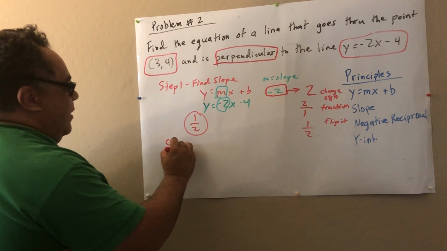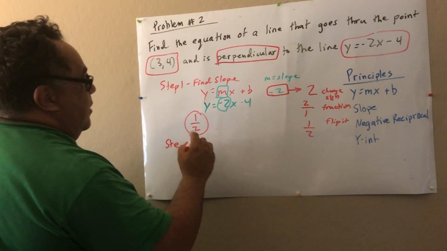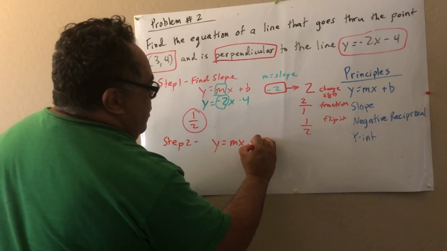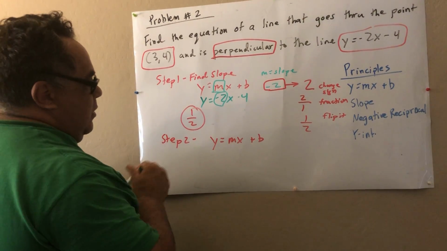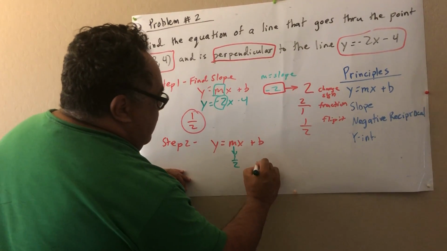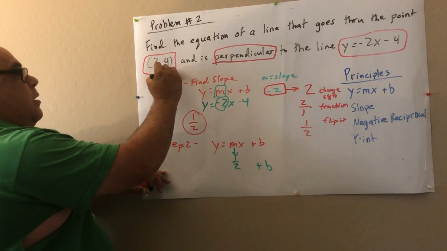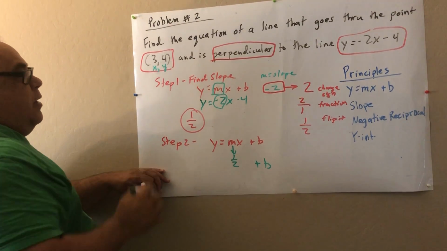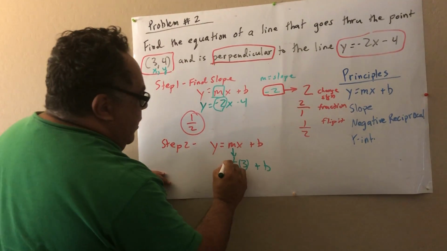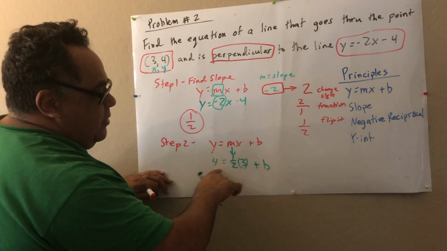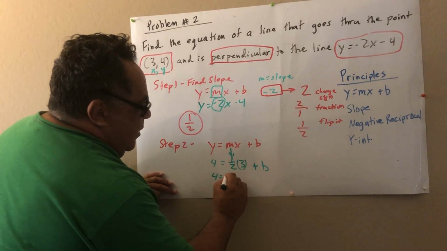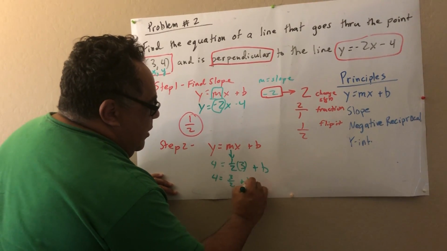Now step 2 is we have to find the y-intercept. Step 2, find the y-intercept. We haven't used this point yet. To find the y-intercept, we're going to plug in our slope, which is 1/2, and also our y and our x. If we use this point, 3 is x and 4 is y. Now all of these are known except for b, and I can solve this. So I can say 4 equals 1/2 times 3, which is 3/2, plus b.